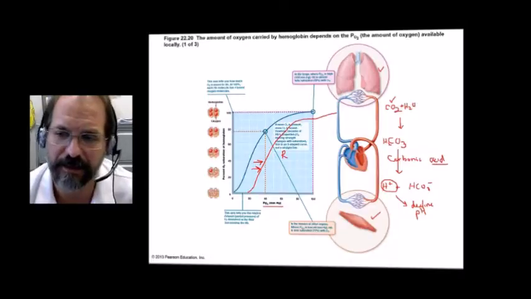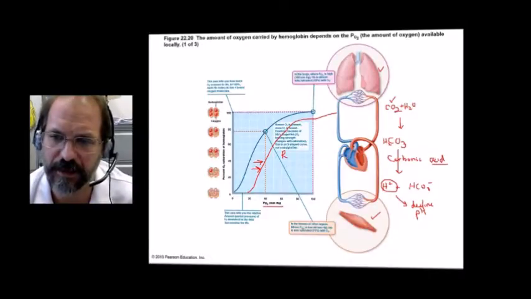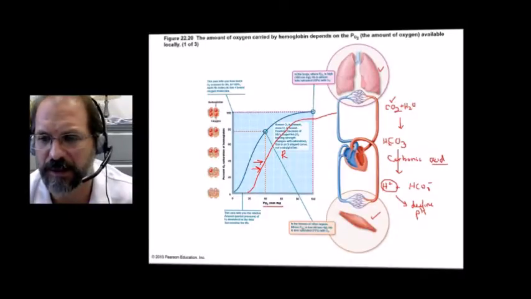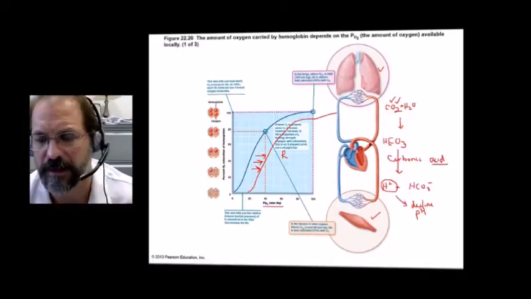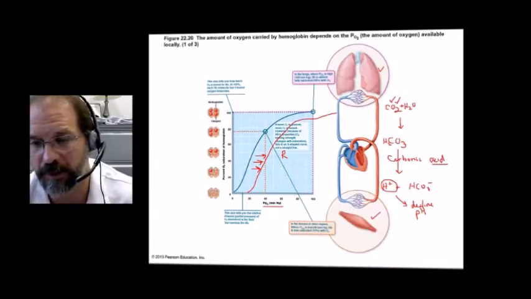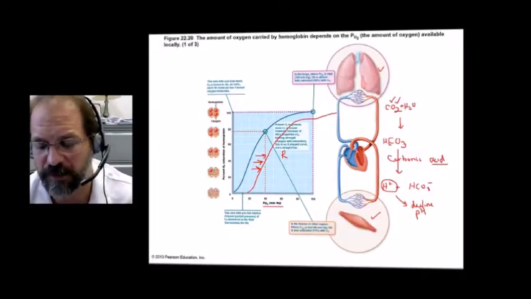And now that you understand that, it should make sense that in addition to that, increasing CO2 levels also shift the curve to the right. If you increase CO2 levels, well, that does a couple of things. One, it forces its way onto the hemoglobin and changes the hemoglobin's affinity for oxygen that way by forming carbaminohemoglobin, but also it forms more hydrogen ion.